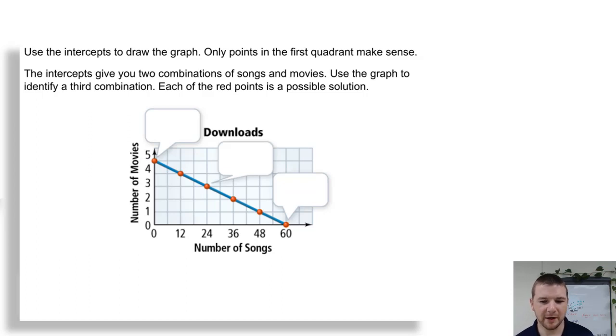So potentially, looking at our y-intercept, you could purchase 0 songs and 5 movies for $60. You could purchase 24 songs and 3 movies. That would also cost $60. Or you could purchase 60 songs and no movies for your $60.